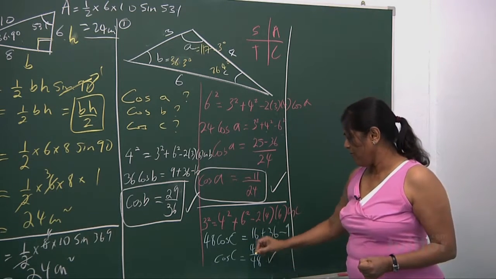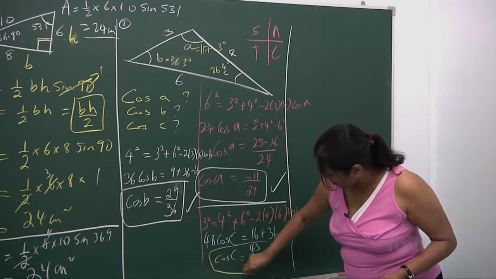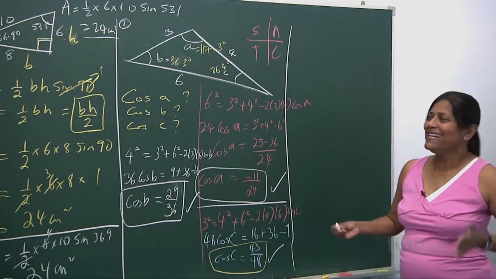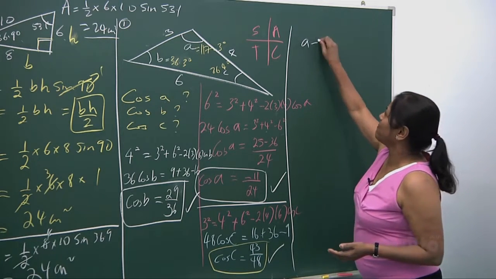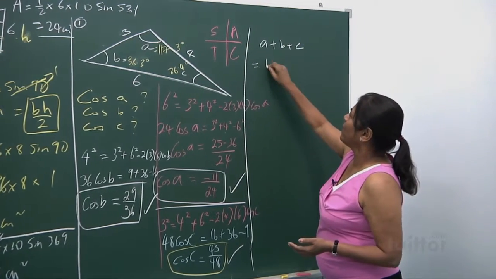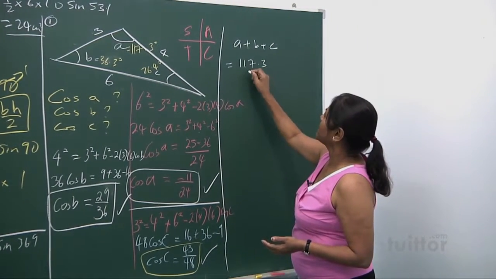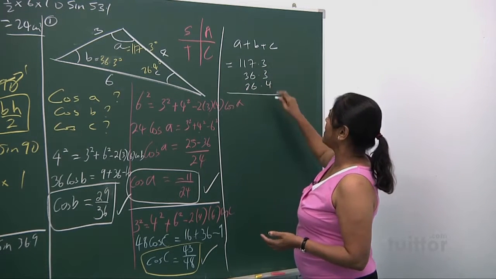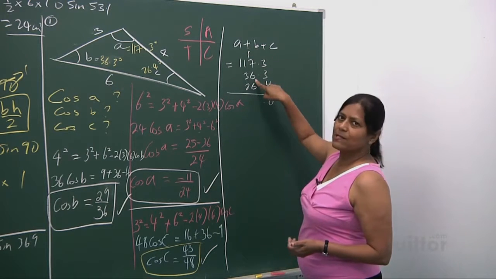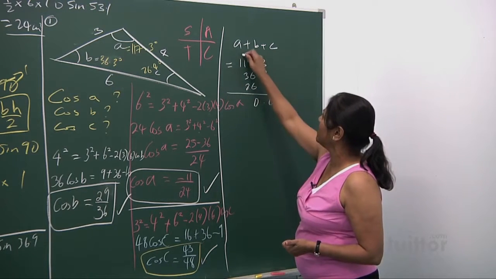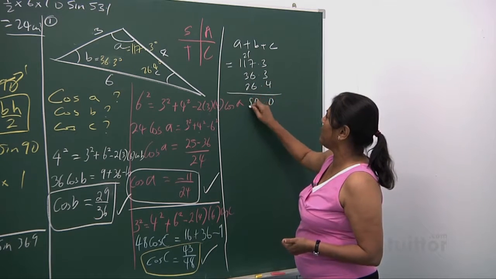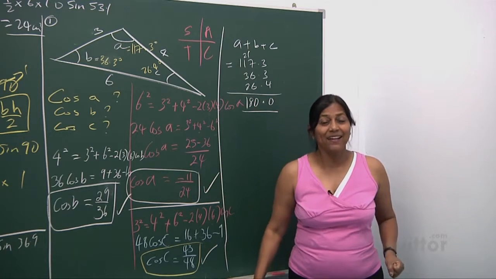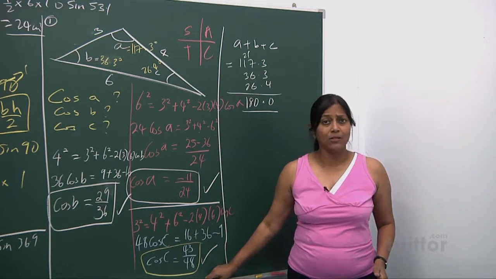So we are very, very curious, right? And we have not finished our experiment yet. Right, we were doing all of that. We just want to add them up. A plus B plus C. Hey, what are you? 117.3 plus 36.3 plus 26.4. We get a 6, 10. 8 plus 6, 14 plus 6, 20. We get a 3 plus 3, 6 plus 2, 8. And 180 degrees. Yeah. Saw it? So, everything falls in place.